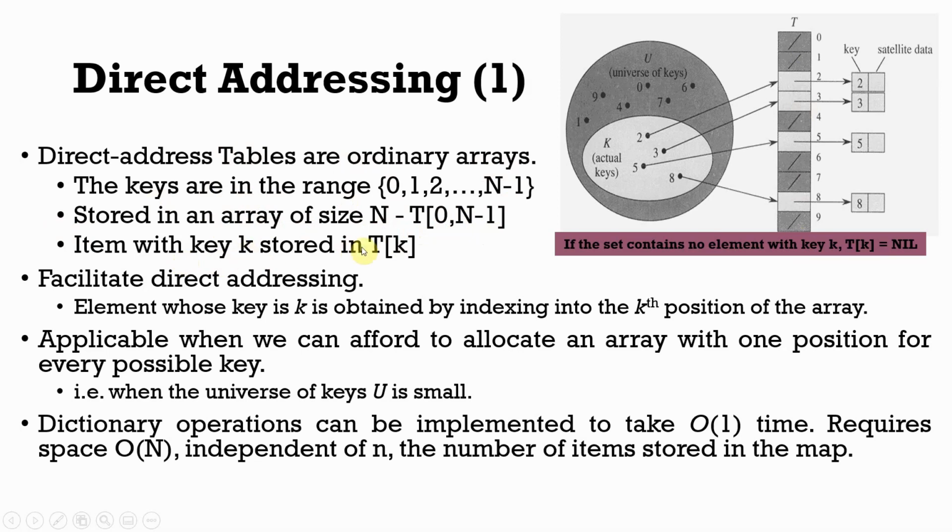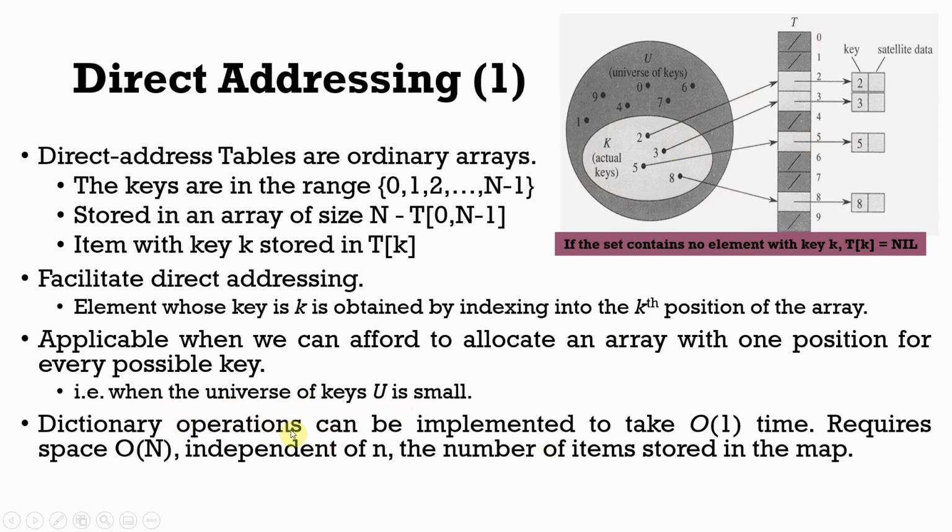Item with key k is stored in T[k]. So you see that the location of the item is going to be its key. This facilitates direct addressing: the element whose key is k is obtained by indexing into the kth position of the array. This is only applicable when we can afford to allocate an array with one position for every possible key. So if our set is very small, with a very small range, this is possible, or when the universe of keys is small.